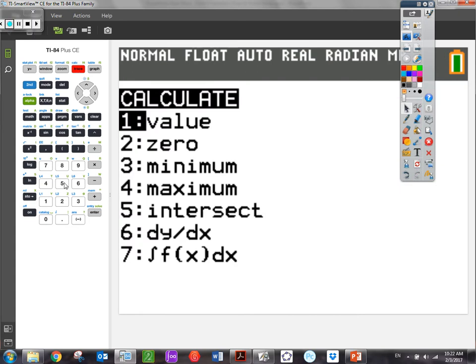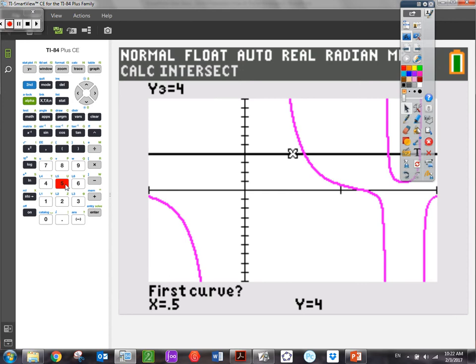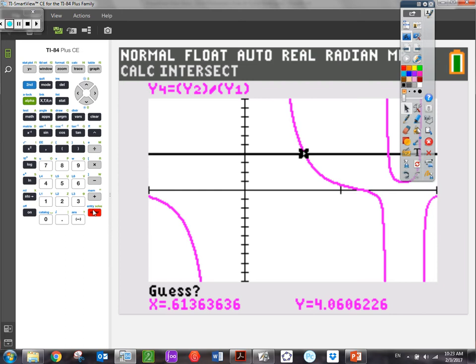Intersect is number 5. You may or may not know this, most of you probably do, that I can move that little cursor between functions by pressing the up and down arrow. If I press the up arrow, you can see that I'm on the y2 over y1. If I press the down arrow, you can see that I'm on the line. And certainly it would be quicker to get there on the line than to travel all around the other little things. So we're going to go to our intersection, hit enter, enter, and enter. Okay, so that's our intersection.